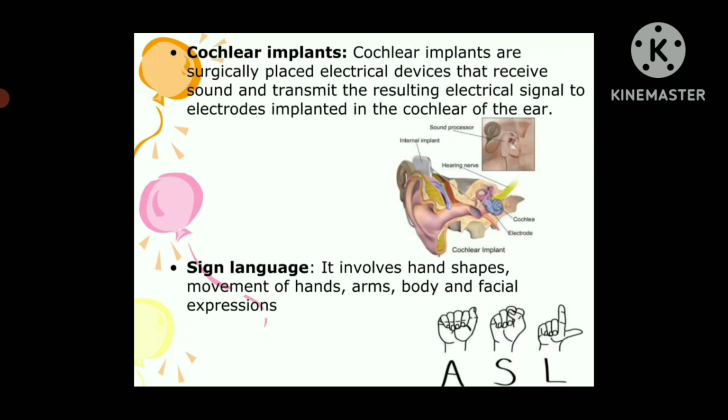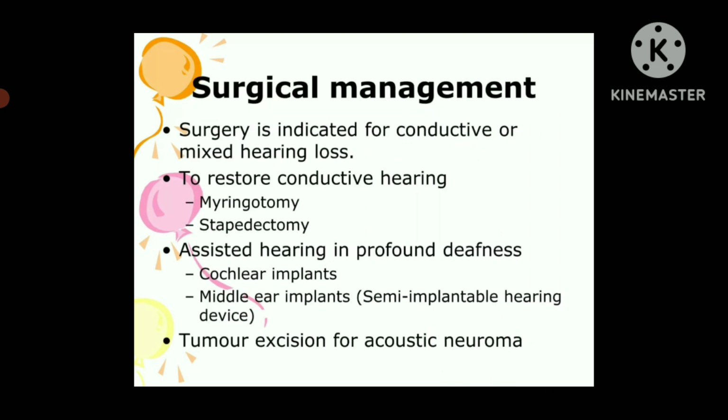Cochlear implants are surgically placed electrical devices that receive the sound and transmit the resulting electrical signal to electrodes implanted in the cochlea of the ear. And sign language involves the hand shapes, movements of hands, arms, body and facial expressions. You can see here ASL, this is the American Sign Language. I will discuss with you regarding this American Sign Language in my further videos.